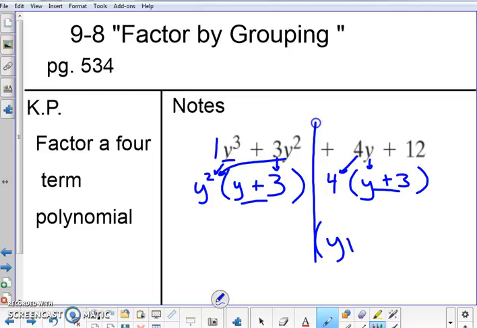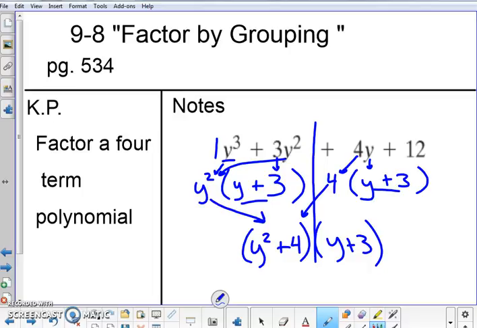So half of our answer is going to be what was inside the parentheses, so that's y plus 3. And then what we factored out of the other side, the y squared, is going to combine with what we factored out on this side, the 4. And so our other factor, or other half of our expression, is going to be y squared plus 4. We just take those two and put them together, and they get their own parentheses.